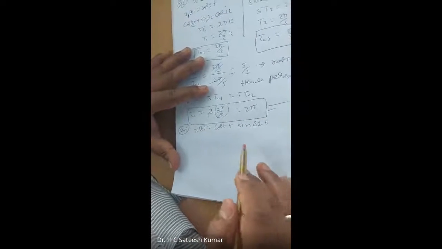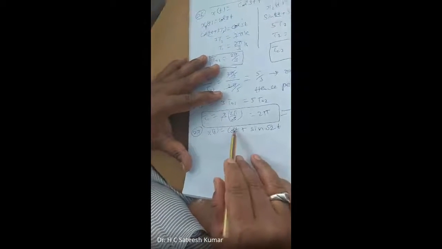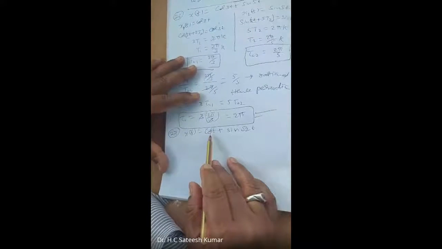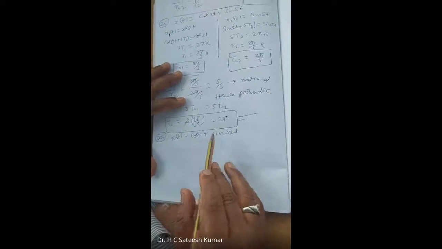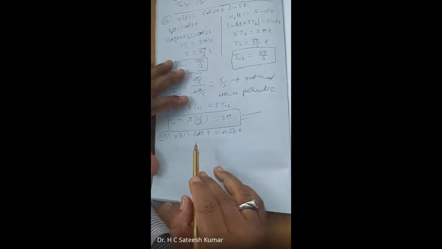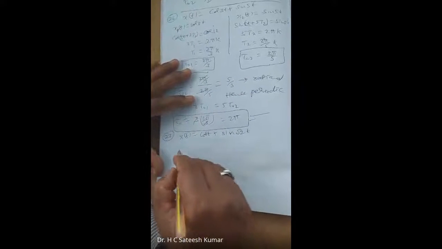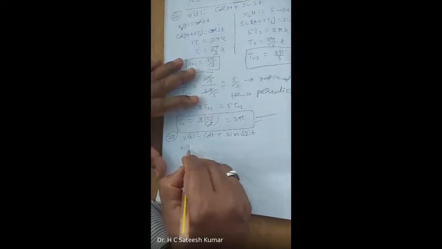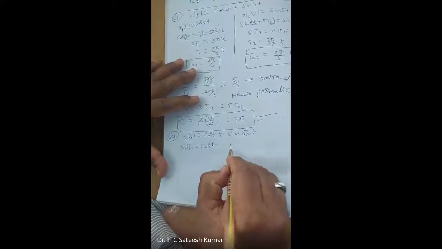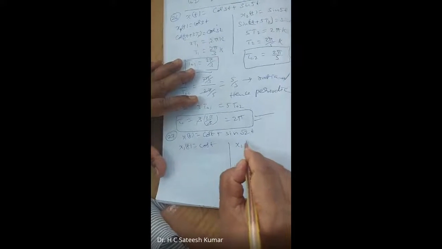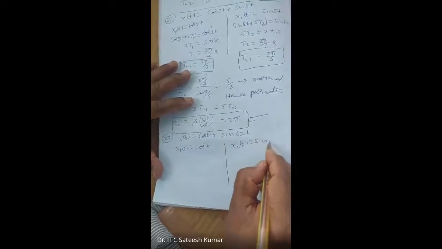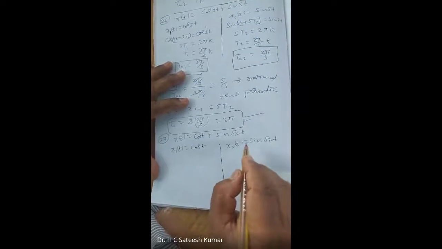Sir, if you want to make it periodic, what should you do? Multiples of root 2 should be there here, so that the irrational gets cancelled and you get rational, and it becomes periodic, right? Okay. X1 of t is equal to cos t. X2 of t is equal to sine of root 2t.